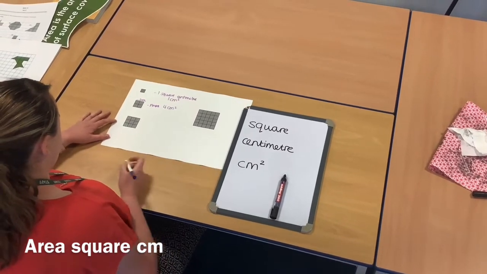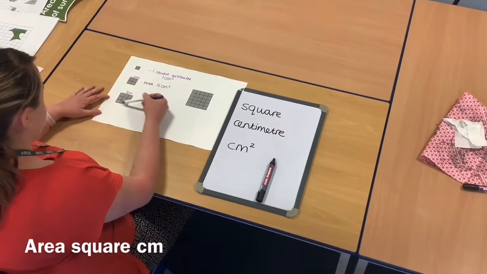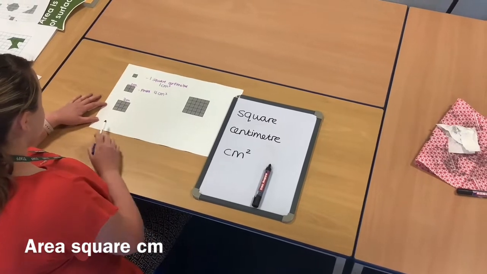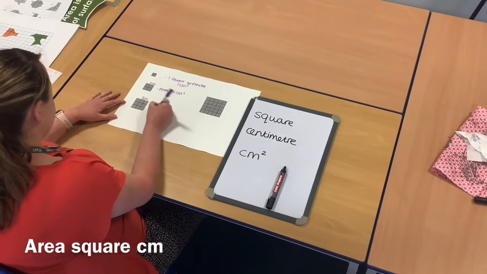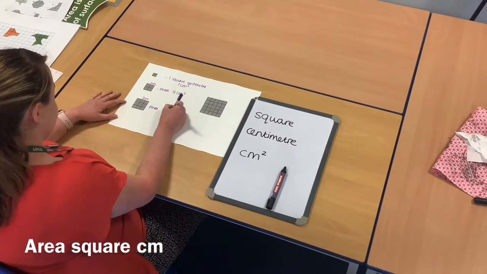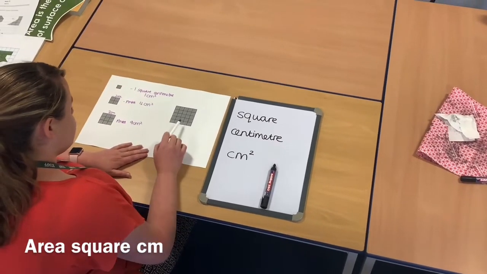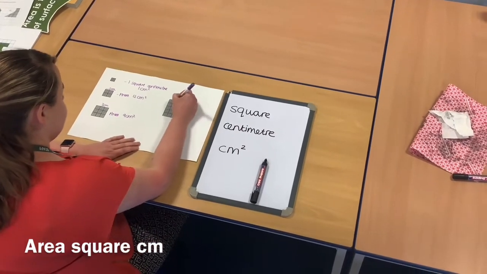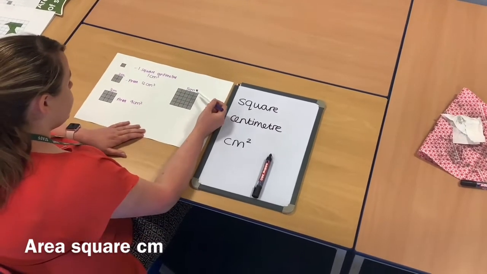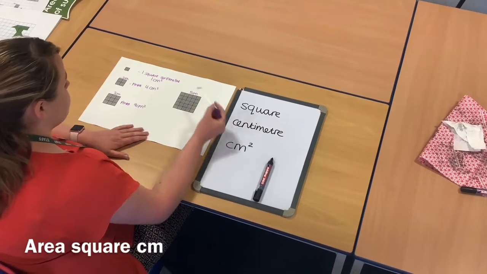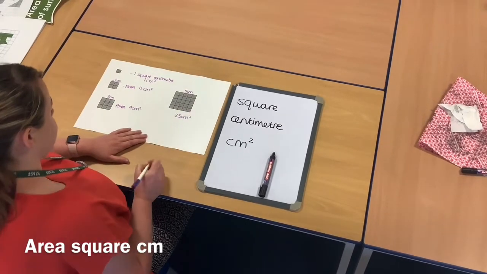4 square centimetres. This shape here is a 3 centimetre square. Each side measures 3 centimetres. It's made up of 9 1-centimetre squares, meaning that the area is 9 square centimetres. Okay, final one that we're going to look at together is this one. So this is a 5 centimetre square. Each side measures 5 centimetres and it's made up of 25 1-centimetre squares, which means that the area is 25 square centimetres.